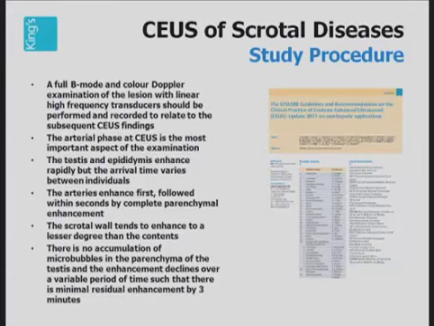There is no accumulation of microbubbles in the parenchyma of the testes, and enhancement declines over a very variable period of time, such that there is minimal residual enhancement at 3 minutes. Again, this is very variable in the inflamed testes. Experience is needed when examining the scrotal contents, and the advice would be that you learn to do contrast-enhanced ultrasound at the level of the liver or the kidneys before you attempt to do scrotal contrast-enhanced examinations.